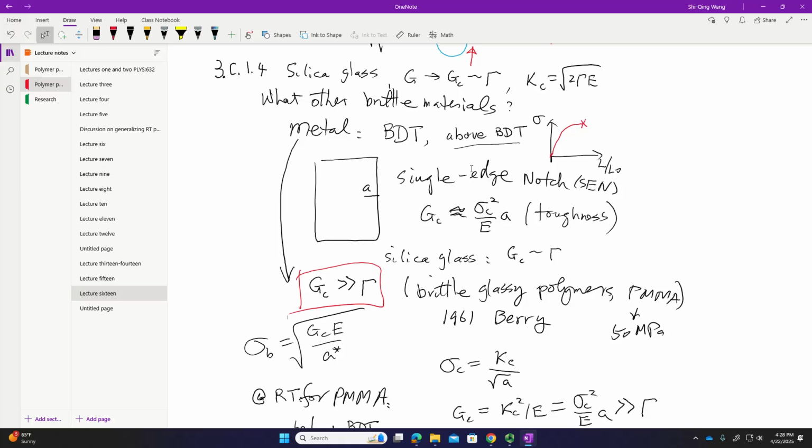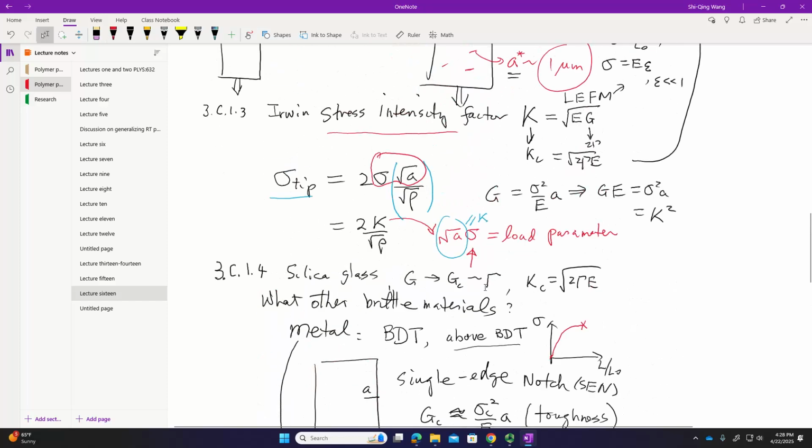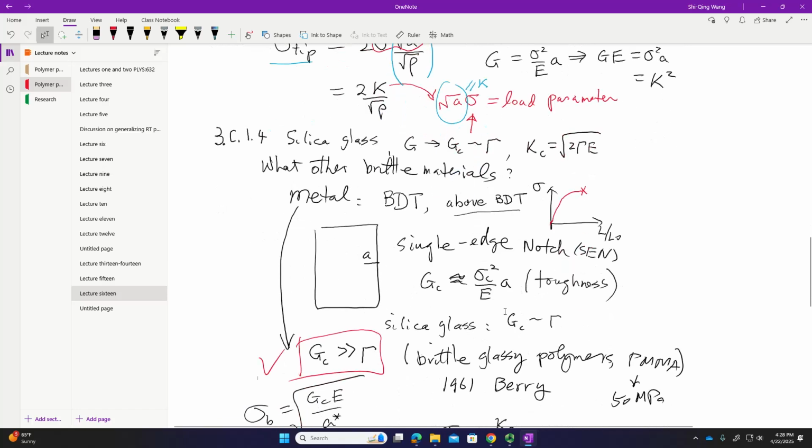I can release enough energy to pay for the surface. Why doesn't it break? I load more. I load more. That's what this condition means, right? In other words, you can happily claim G goes to GC goes to gamma and call that a critical condition, and it's a material constant. But here, obviously, gamma cannot help you, so what is this GC?